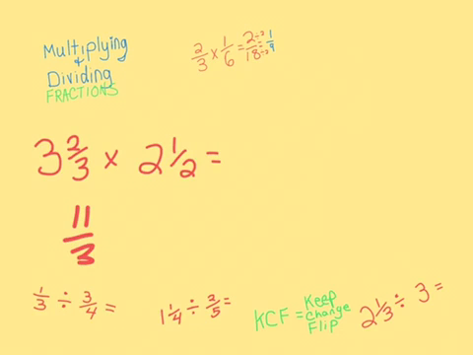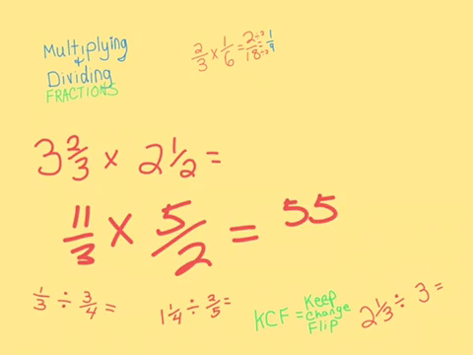11/3 times, now we're going to do around the world for this. So 2 times 2 is 4, plus 1 is 5, and put it over the denominator. So we have 5 halves. Now we are going to just multiply straight across. 11 times 5 is 55, and 3 times 2 is 6.